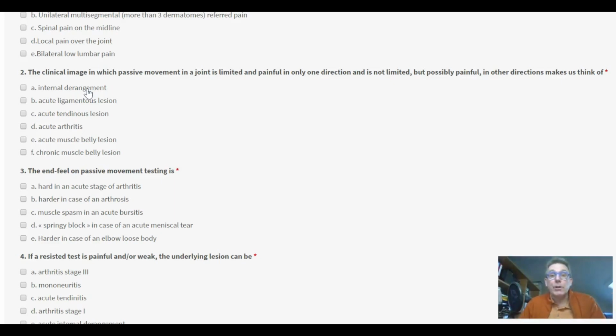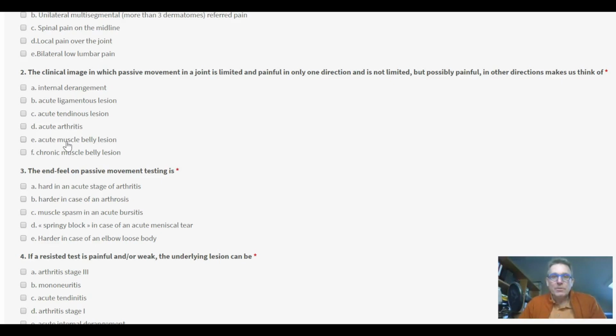Or internal derangement in the extremities, for instance, an acute meniscal lesion in the knee, where extension is also completely blocked. Flexion is painful, but still possible. Acute ligamentous lesion, here the answer is no. Acute tendinous lesion, no. By the way, an acute tendinous lesion is never going to cause limitation of passive movement. Acute arthritis, no. Acute muscle belly lesion, well, here the answer is yes.